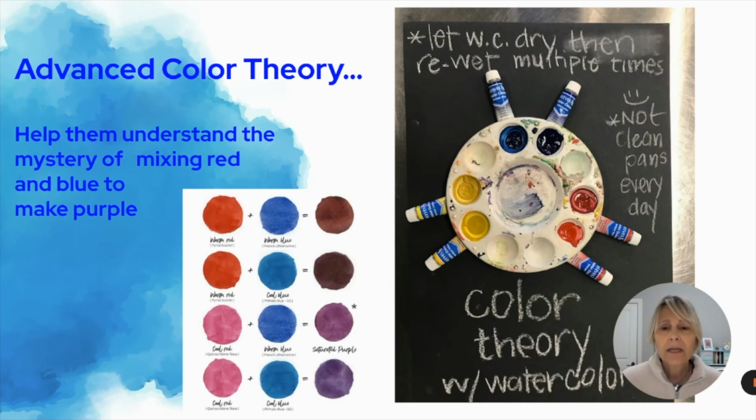Advanced color theory. This is a great way to use your tube watercolors. And again, I put them in the palette, let it dry, and it takes the mystery out of what happened to the purple when I mixed blue and red. So using the warm and cool reds, the warm and cool blues and the warm and cool yellows is an advanced way to teach color theory. I like to teach it right away so that the kids understand it. And I really think even at a young age, they can grasp that concept.